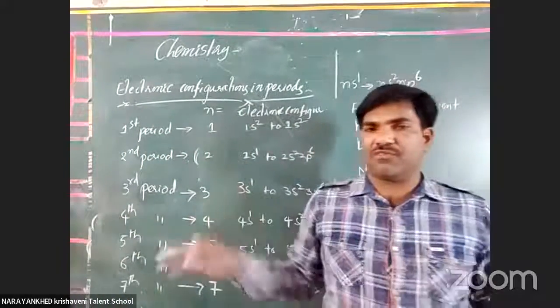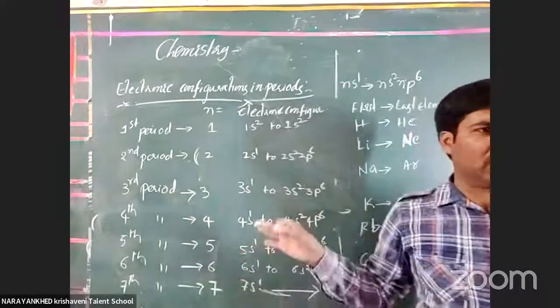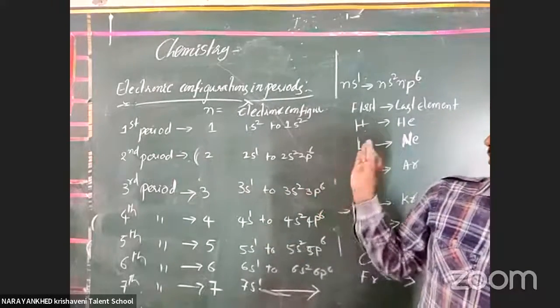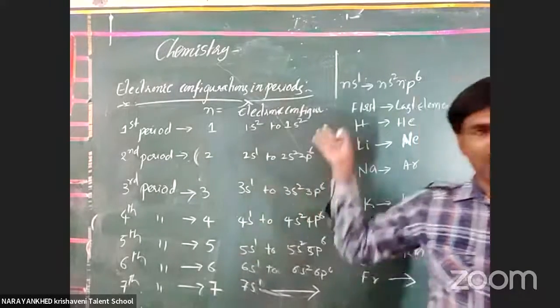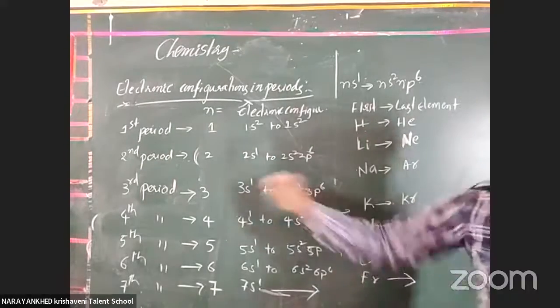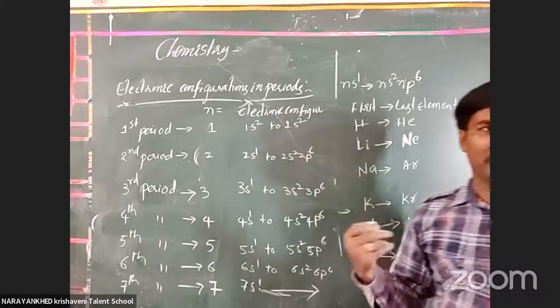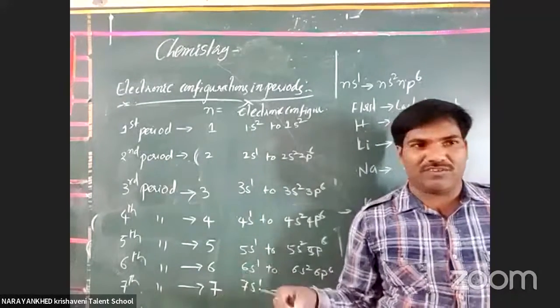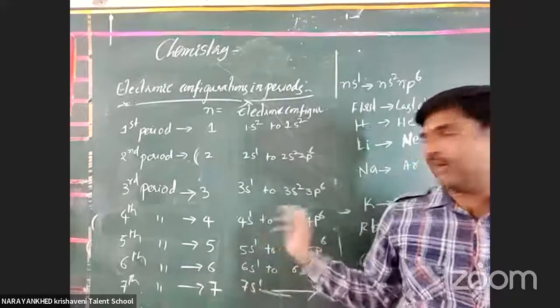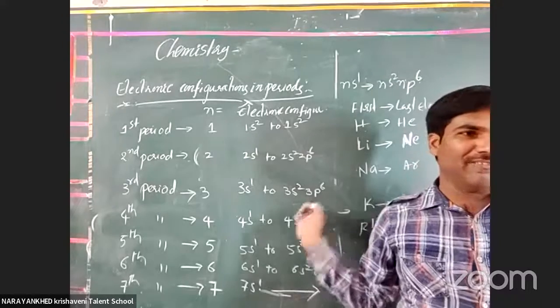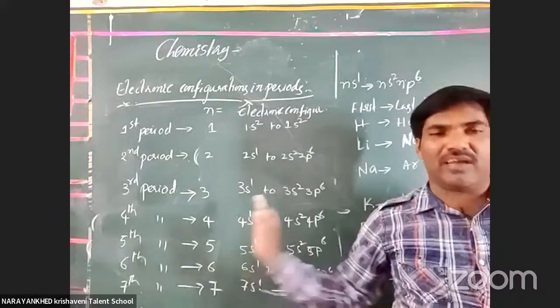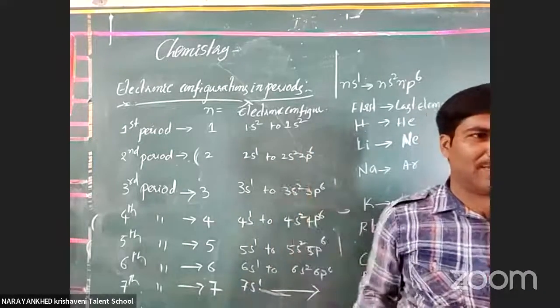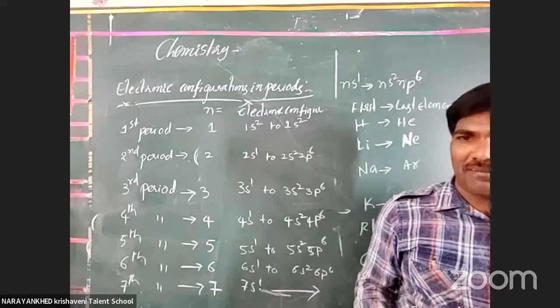Now what is the first period? What is the second period? What is the group? Now, when you know the first and last elements, you can write the electronic configuration of all the elements by using the Aufbau diagram, as we already discussed. When you know the diagram, you can write it.